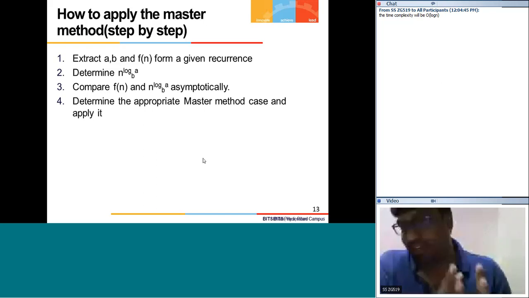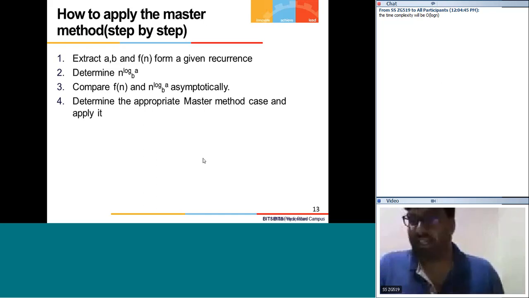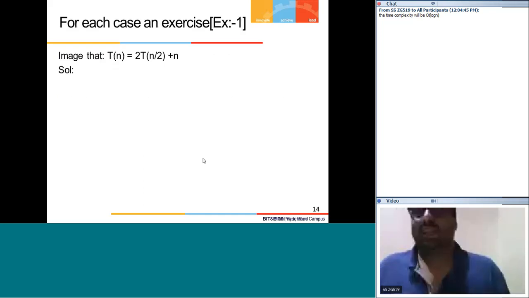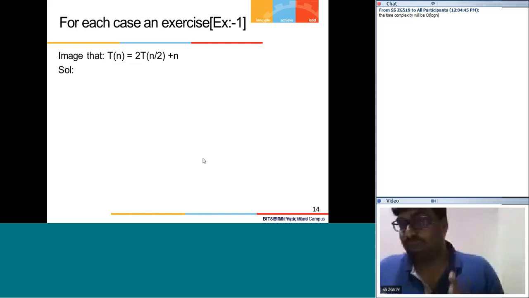Let's try to do the problem, and if you're not able to understand, we'll stop with one case, try to understand that much clearly, then we'll go to the two other cases, right? Is that okay? Let me go to them so that the theory concept will be more clearly understood. Now first question: is this in the format of a T of n by b plus f of n? Can I use the master theorem?